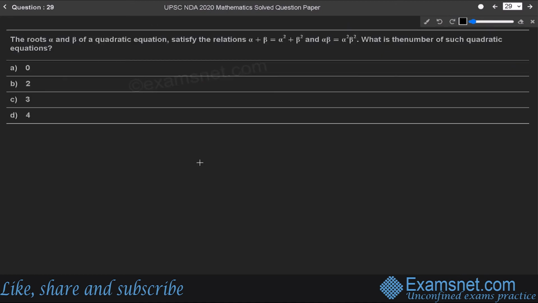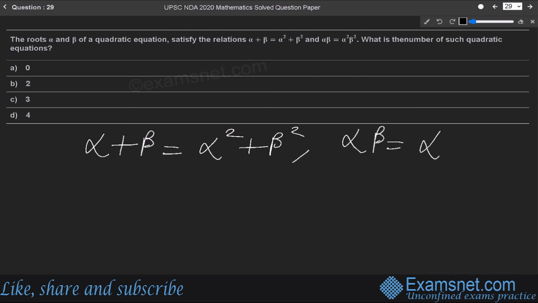Next question is, the roots alpha and beta of a quadratic equation satisfy the relation alpha plus beta is equal to alpha square plus beta square, and alpha into beta is equal to alpha square into beta square. What is the number of such quadratic equations? We have the relations alpha plus beta is equal to alpha square plus beta square, and alpha into beta is equal to alpha square into beta square.